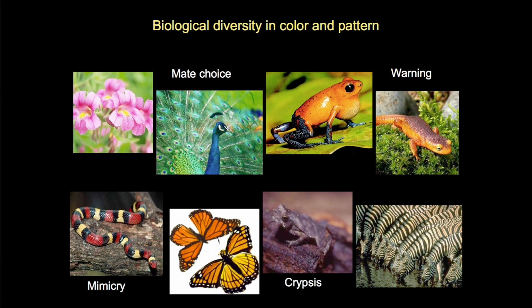So here are just some examples. It's involved in mate choice, which of course is associated with reproductive effects. It can be involved in warning coloration, similarly in mimicry, and what I'll talk to you about today is crypsis. So organisms camouflaged in their environment to decrease the amount of predation and increase their survival.